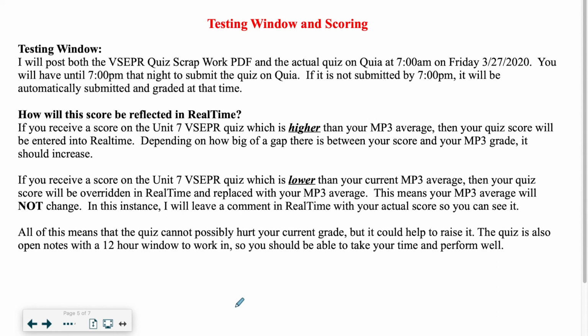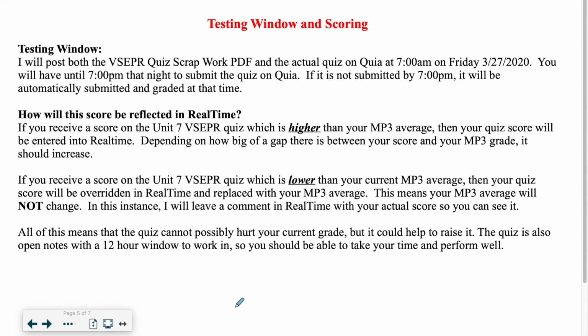If you receive a score on the VSEPR quiz which is lower than your current marking period 3 average, your quiz score within real time is going to be overridden, and it's going to be replaced with your marking period 3 average. This means that your marking period 3 average will not change. In this instance, I will leave a comment in real time with your actual score so you can see what you had. What this basically means is that this quiz cannot possibly hurt your grade. It can only potentially raise it or leave it exactly where it is right now.